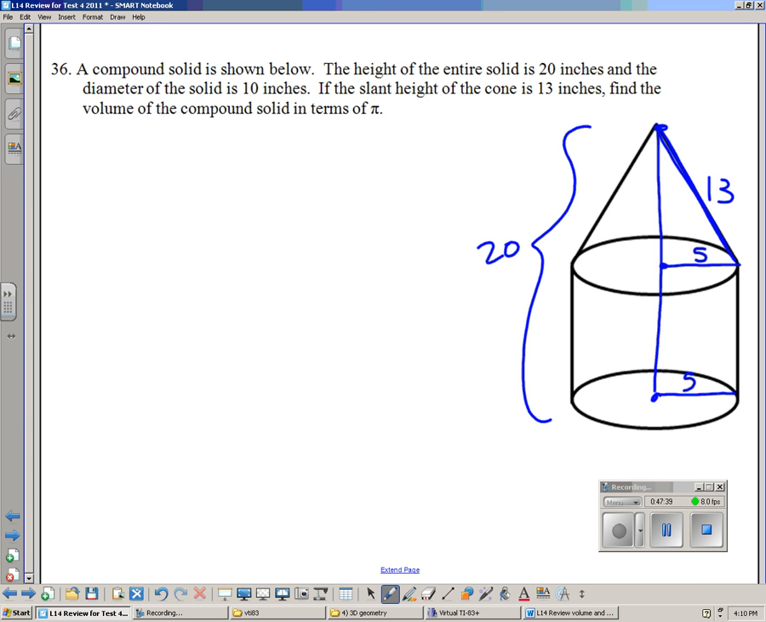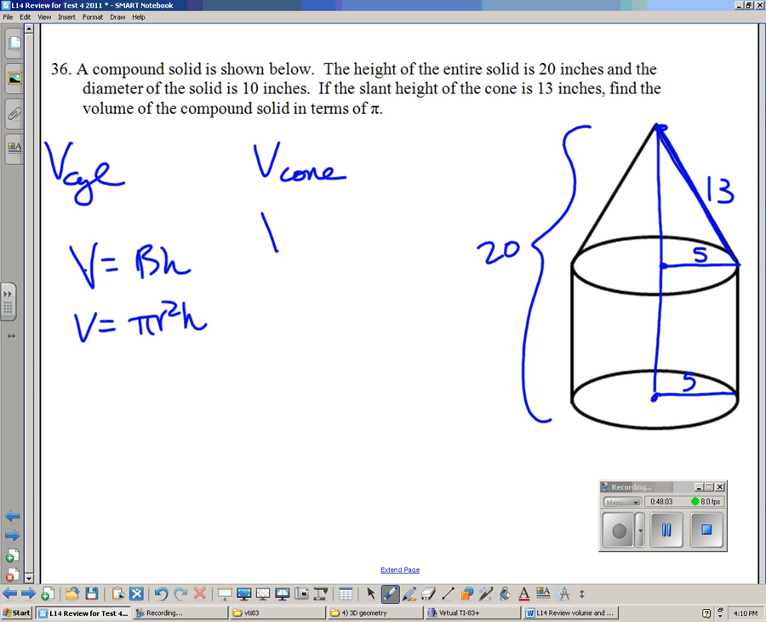Well, what is the solid made up of? On the bottom you have a cylinder, and on the top you have a cone. Basically we need to find the volume of the cylinder, find the volume of the cone, and add them up. The volume of the cylinder is big B times H, where big B is pi r squared since we have a circular base. Volume of a cone is 1/3 big B times H, or 1/3 pi r squared H.